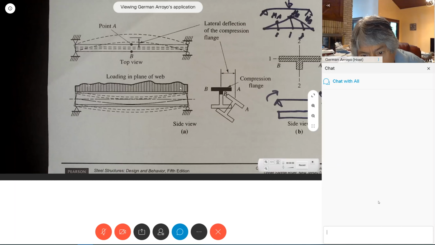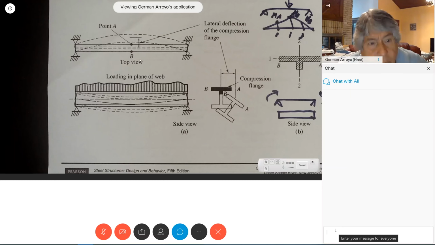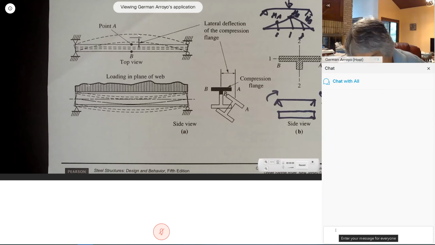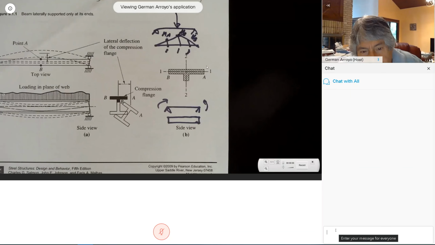It will rotate. That's why it's called lateral, because it moves to the side. Torsional buckling, because it twists. And on this side, you can see the compression flange. But the compression flange cannot buckle about the weak axis.